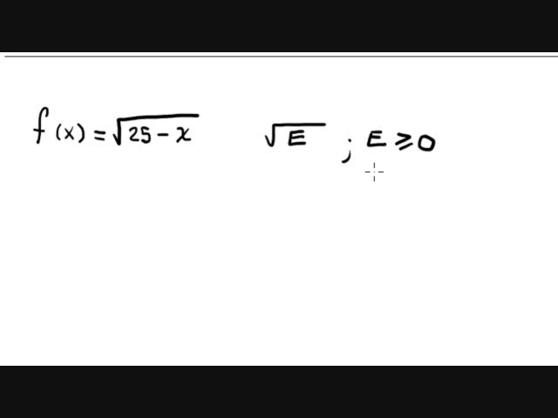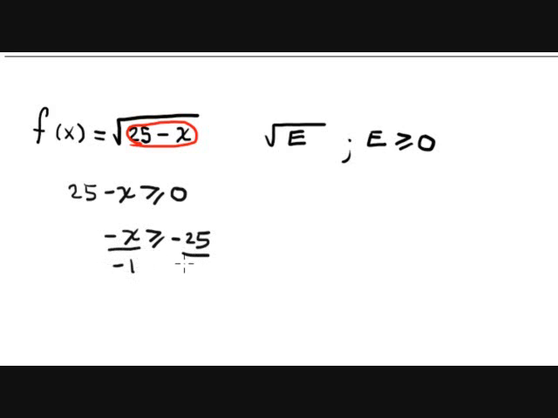Okay, as in our example, this expression 25 minus x must be non-negative. This is the restriction. I'll solve with this inequality. This is minus x greater than or equal to minus 25. Divide by -1 both sides, because I want positive x, not negative x. X positive is less than or equal to 25.